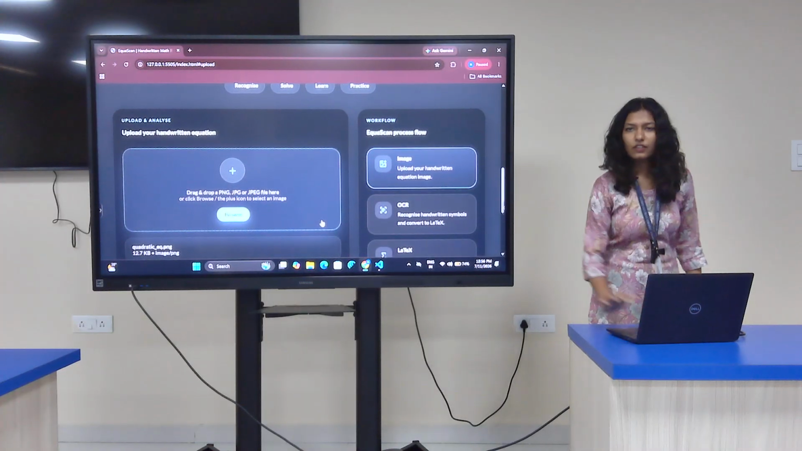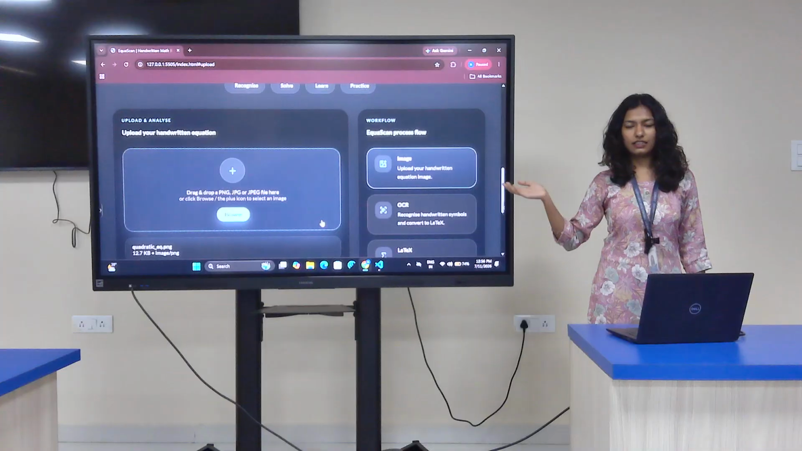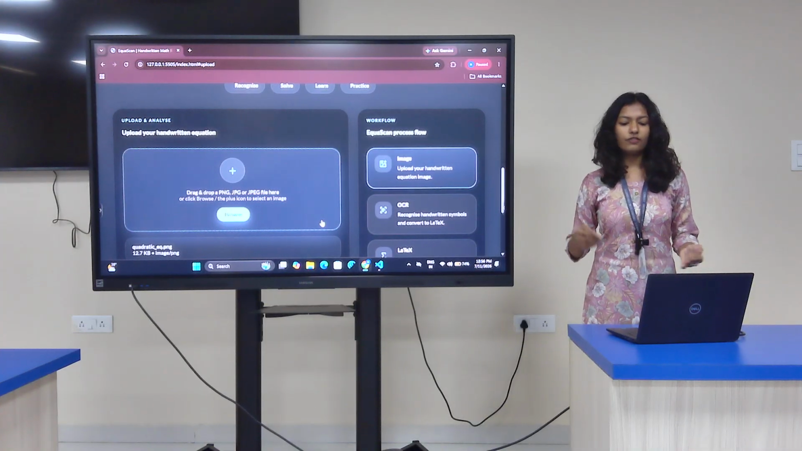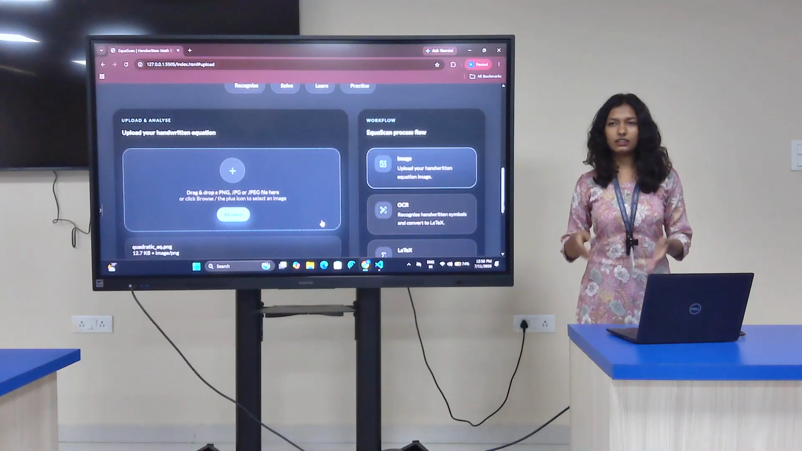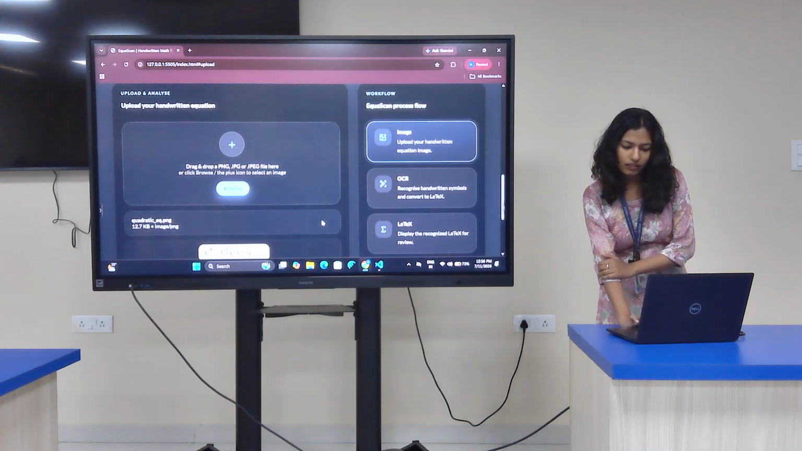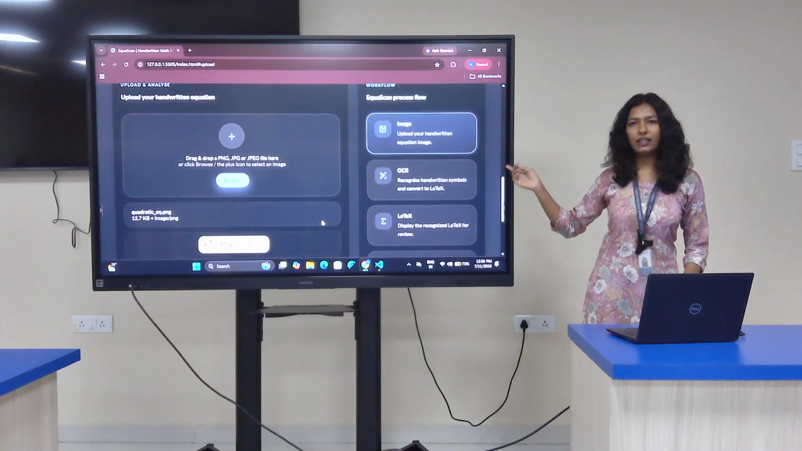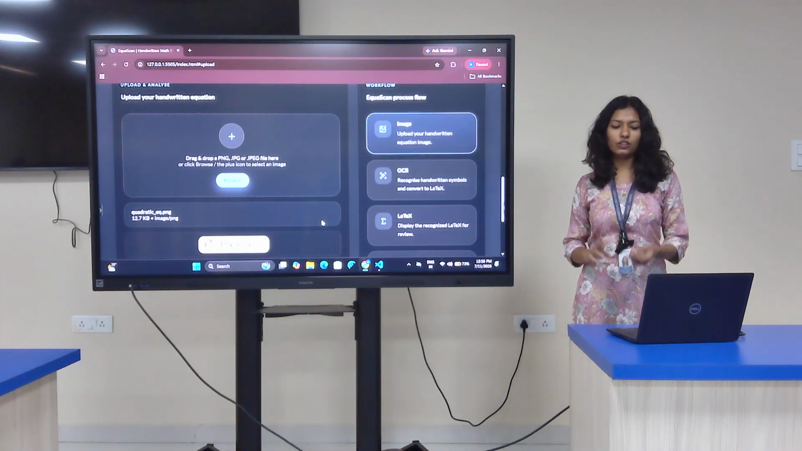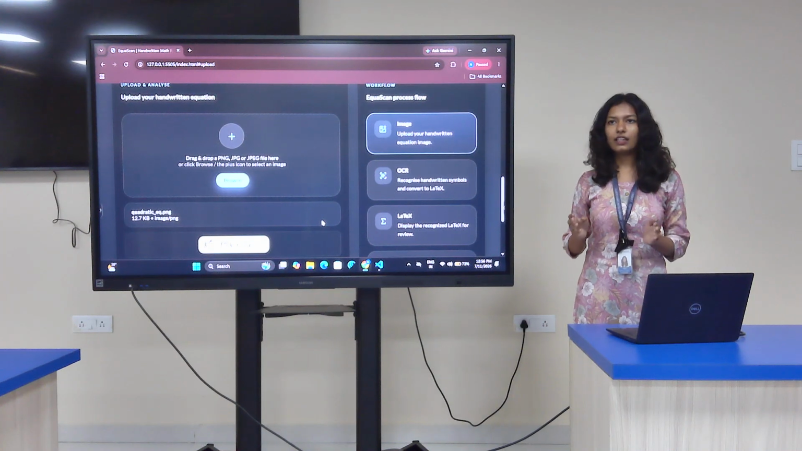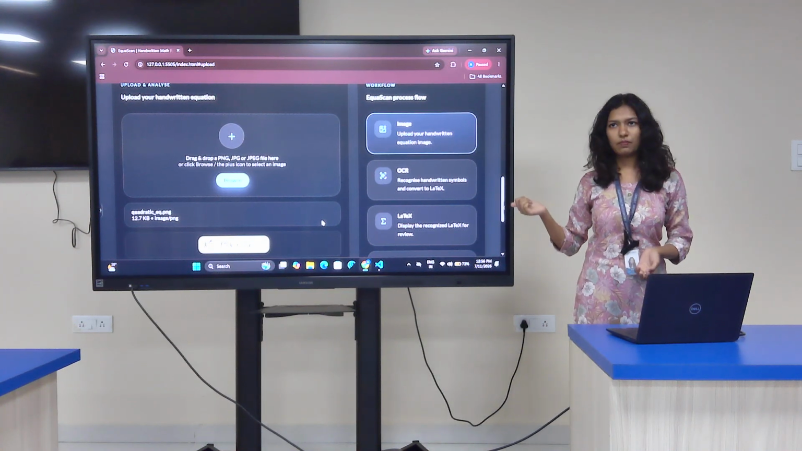For the front end, I have used HTML, CSS, JavaScript, and for the backend, I have used FastAPI, and I have used Uvicorn for the server. And then for images, I have used two libraries, that is OpenCV and Pillow. These two are the libraries that are used for the image pre-processing.